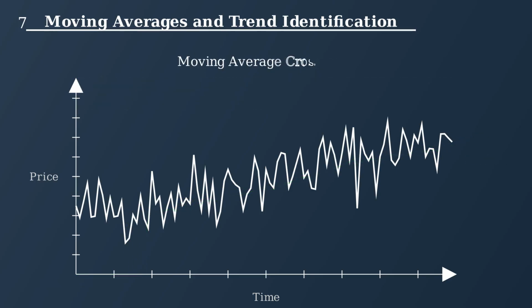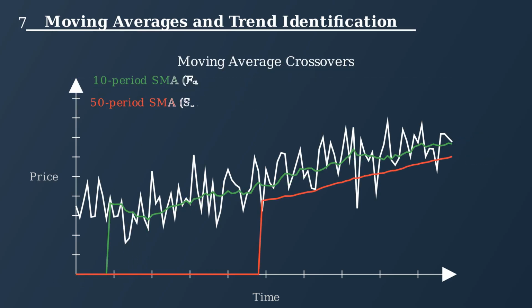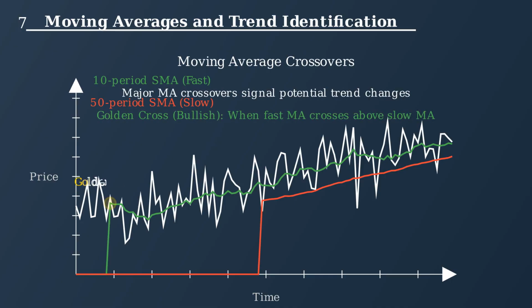Moving average crossovers are popular trading signals. When a faster moving average crosses above a slower one, it may indicate a bullish trend change. 2 important crossover patterns are the golden cross and the death cross. A golden cross occurs when a shorter-term moving average crosses above a longer-term moving average, signaling a potential bullish trend. Conversely, a death cross happens when a shorter-term moving average crosses below a longer-term moving average, potentially indicating a bearish trend reversal.